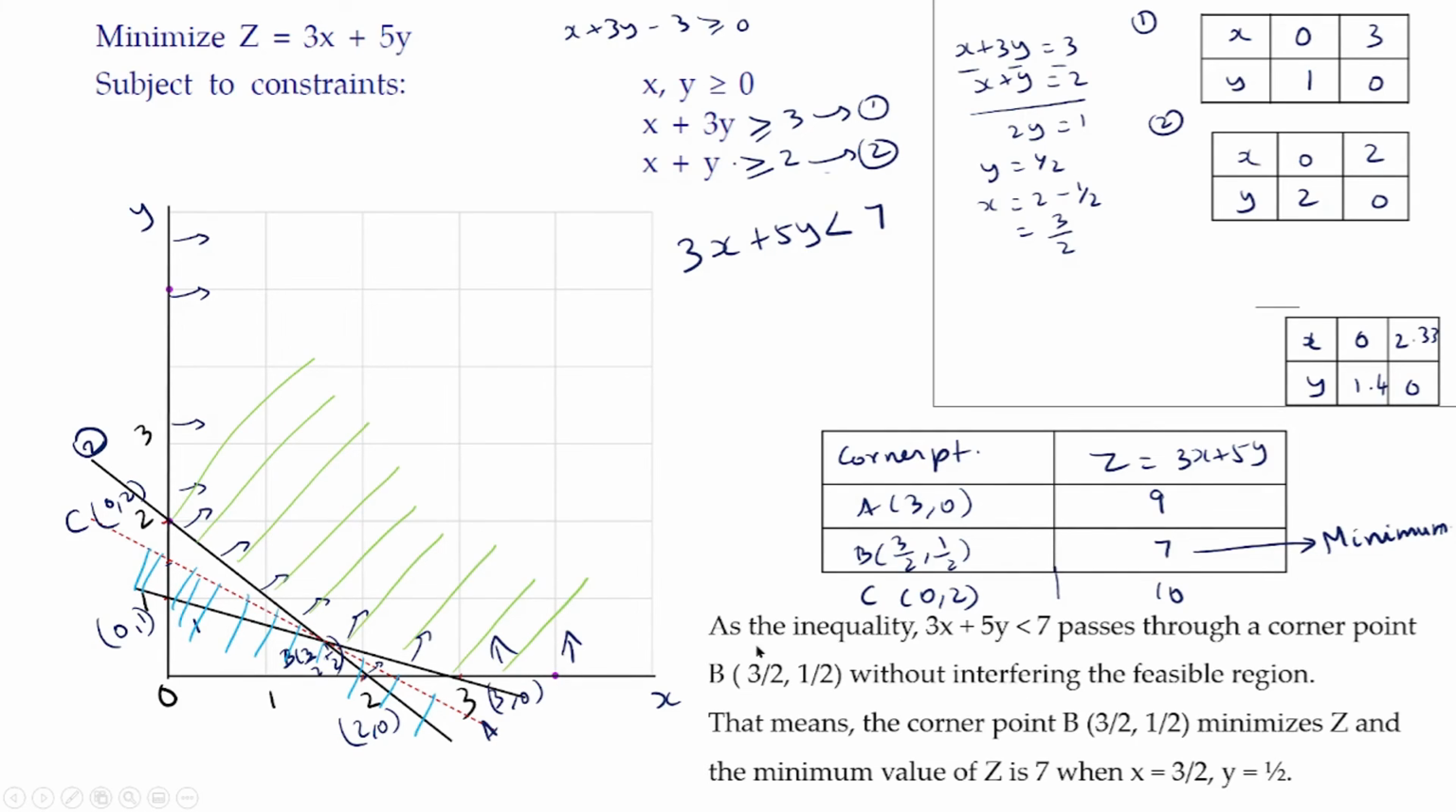So here we can see that as the inequality 3x plus 5y less than 7 passes through a corner point B (3/2, 1/2) without interfering with the feasible region, this means the corner point B minimizes z, and the minimum value of z is 7 when x is 3 by 2 and y is 1 by 2. So this is how we have to go about it when the feasible region is unbounded.